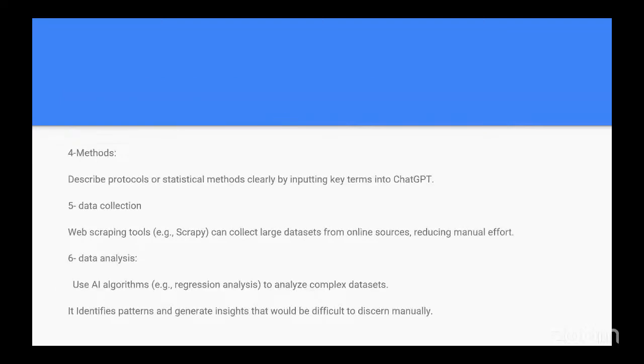So in the methods part, it helps us describe protocols or statistical methods clearly by inputting the key terms into the ChatGPT. When we come to data collection, web scraping tools such as Scrapy can collect large databases from online resources, reducing the manual effort to do so. And at the same time, we can use it for data analysis, where we use AI algorithms such as regression analysis to analyze complex data sets. And this helps to identify patterns and generates insights that will be difficult to screen manually.